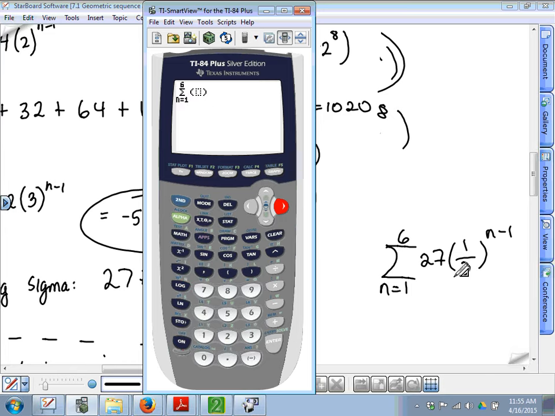Now cursor over. Now you can type in the explicit formula. 27 parentheses 1/3. And now you raise it to a power. Now remember, I need you guys to stop for a second. Whatever letter you use right here at the bottom of sigma, that's the same letter that you have to use here in your formula. So you can't mix variables. If we use an n here, you've got to use an n here. So hit the alpha button and then hit log. That'll give you another n. And then minus 1.